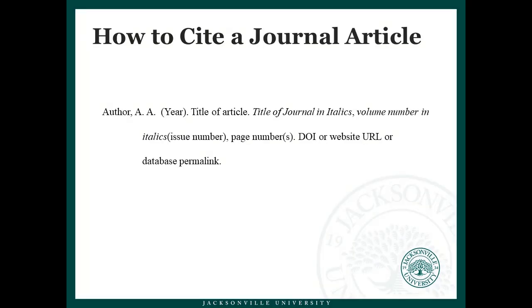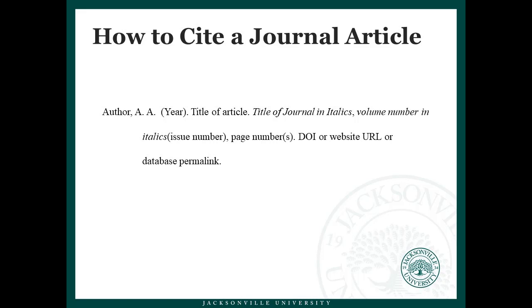The next example is how to cite a journal article. So what we're going to have here for the journal article is the author's last name, comma, first initial, period, middle initial, period. Then we've got our year in parentheses, then a period. Then we have the title of our article. Remember, that's in sentence case, so we're only capitalizing the first letter of the first word, and any proper nouns.